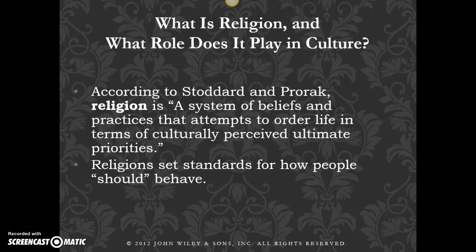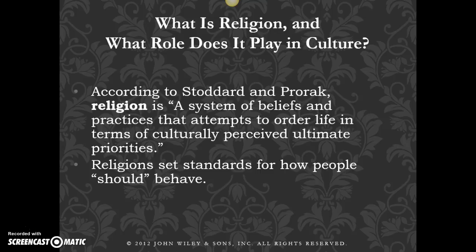Taking it back, though, let's talk a little bit about what religion is. Religion is really a system of beliefs and practices that try to order life in terms of ultimate priorities. Those ultimate priorities are going to differ from culture to culture. What's important in one culture might be different from what's important in another. We're talking about those ultimate, high-level priorities.